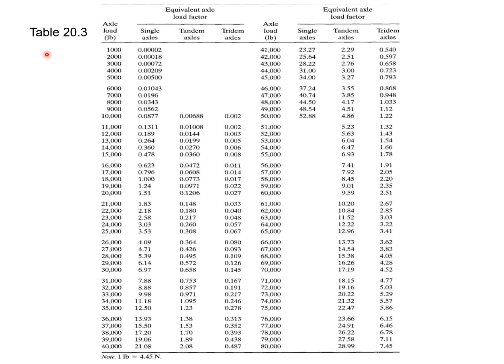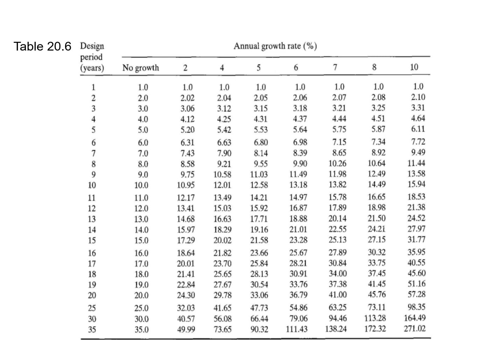This table is showing the equivalent axle load factors for different axle loads, and there are three columns. This column is for single axle case, this is the tandem axle, and this is for tridem axle. The same sequence you can see here. And this is the complete table to get the growth factor.